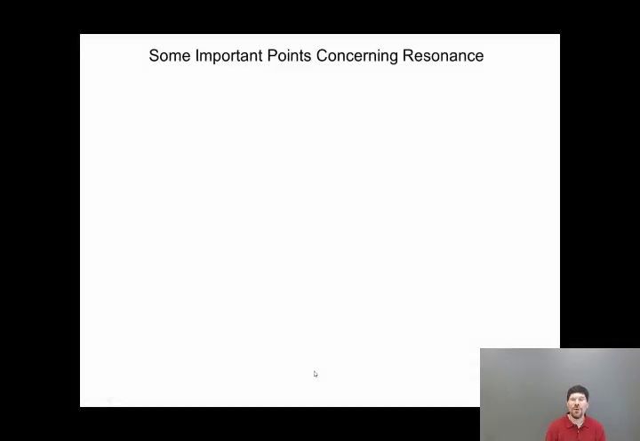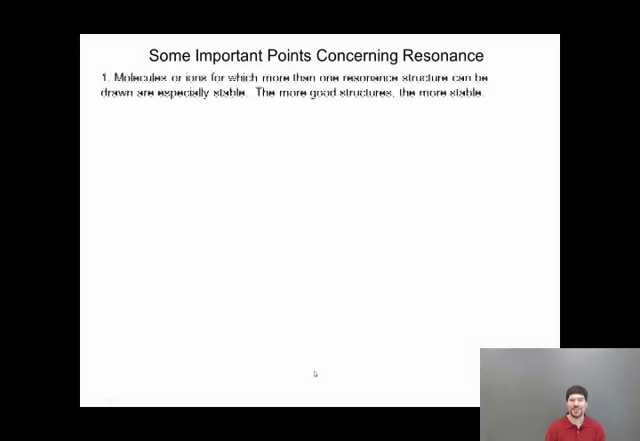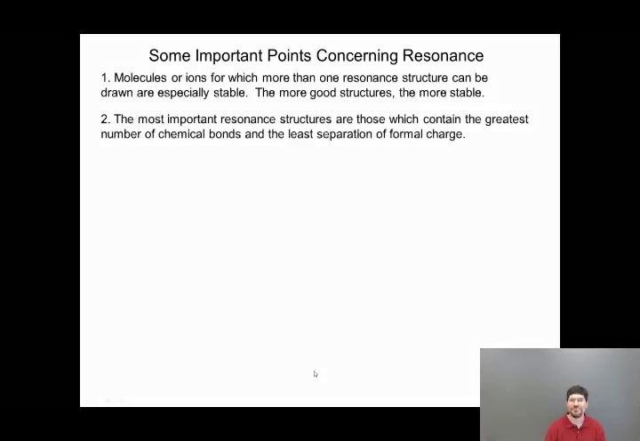Okay, some important points and rules concerning resonance before we finish with this topic. First of all, molecules or ions for which more than one resonance structure can be drawn are especially stable. That's the importance of resonance. It stabilizes structures. The more good structures we have, the more stable the molecule or ion is. So the benzylic carbocation is especially stabilized because we have all of those resonance structures available to it.